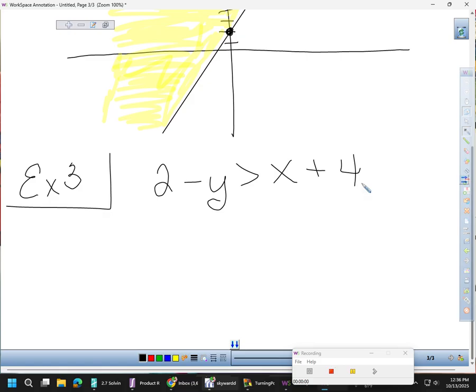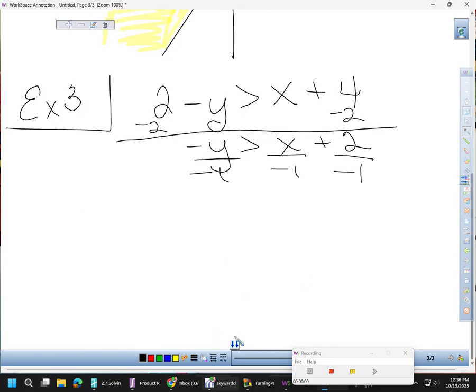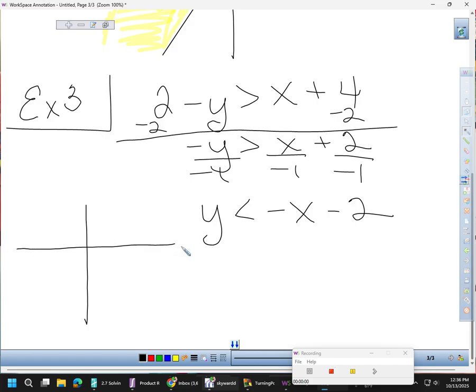So we need to get our y by itself. First I'm going to move my 2 to the other side, right? Subtract 2, subtract 2. So I have negative y is greater than x plus 2. Is y by itself? Okay? So I need to divide by negative 1 everywhere. But what wonderful thing happens to my inequality sign when I divide by a negative? It flips. So we actually get y is less than negative x minus 2. All right. Now we're going to graph.